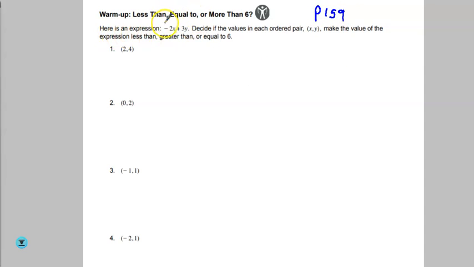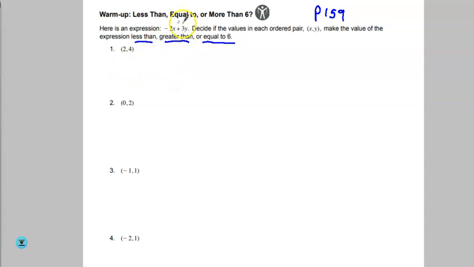Here's an expression, negative 2x plus 3y. Decide if the values of x and y make the value of the expression less than, greater than, or equal to 6. So you have to decide. So try that, pause. You can figure out if these are less than, greater than, or equal to 6. So hopefully you finished those.